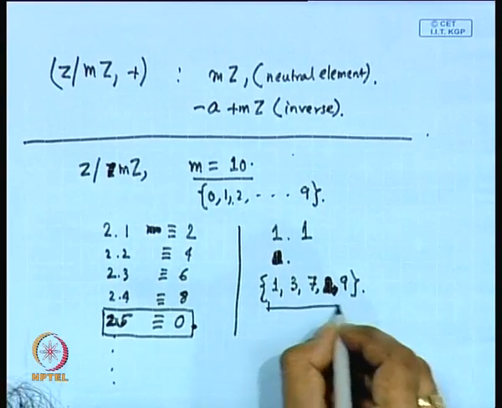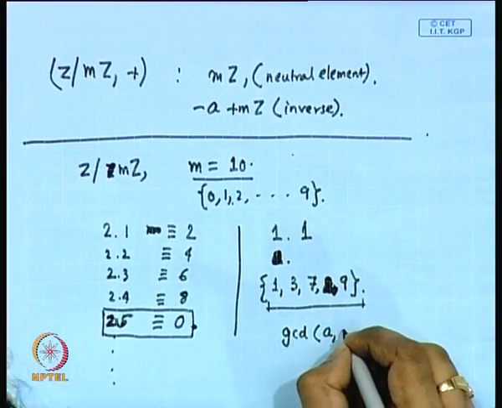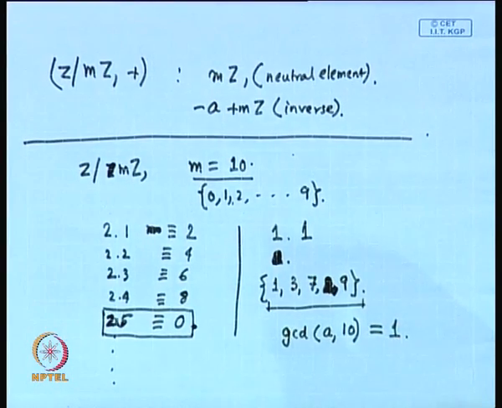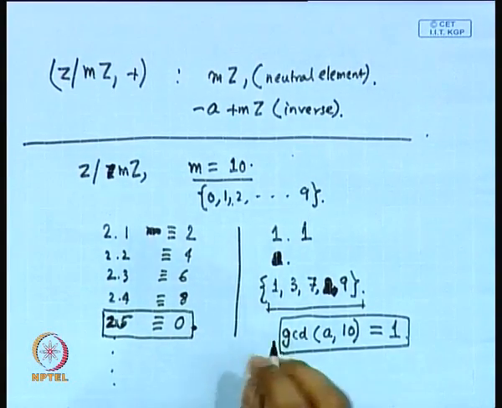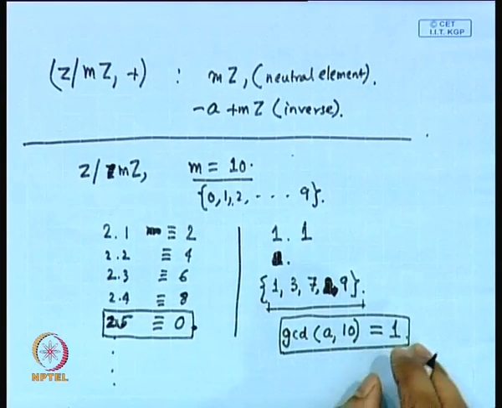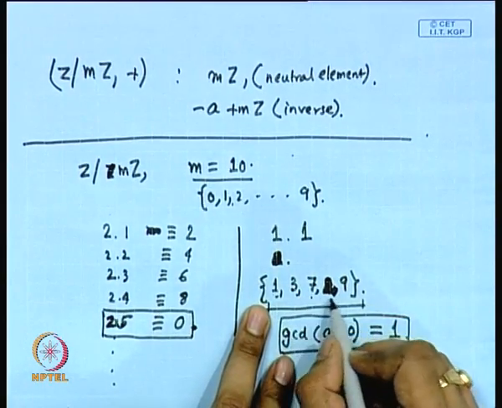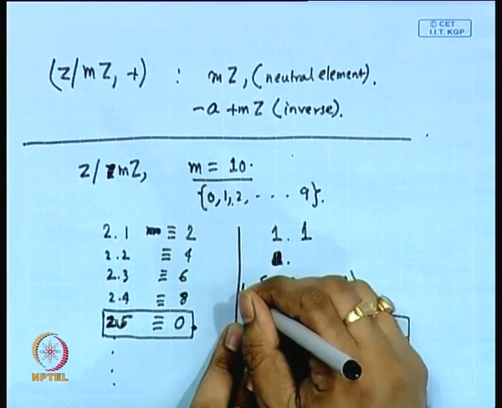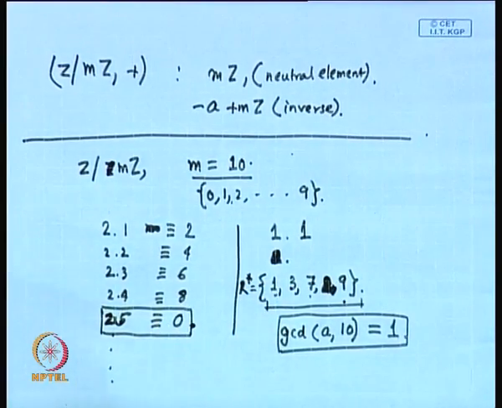One easy way of checking is that if I take the GCD of any of these numbers a with 10, if a is invertible, then the GCD of a and 10 should be equal to 1. So a is invertible if and only if the GCD of a comma 10 is equal to 1. That means this particular set, 1, 3, 7 and 9, will form something which is called a unit group. It is often denoted R star in this ring. We will see more examples of this as we proceed.